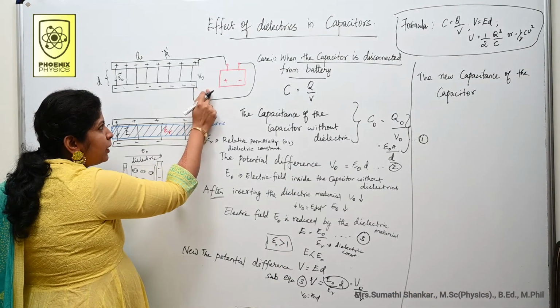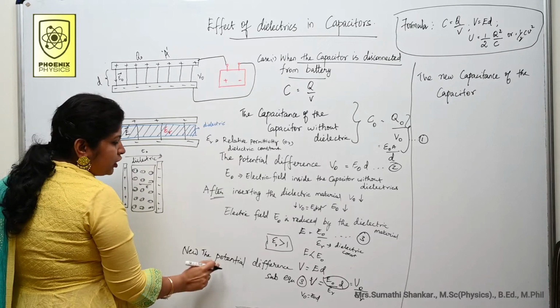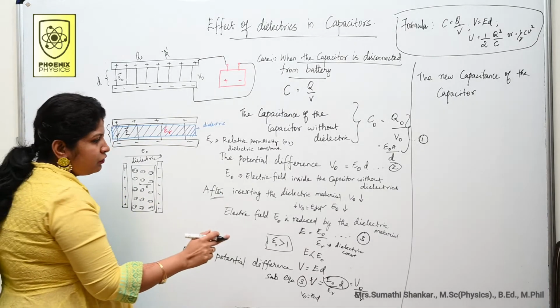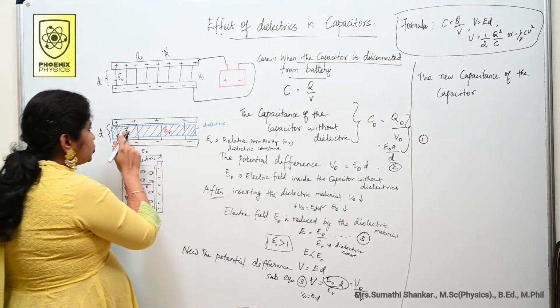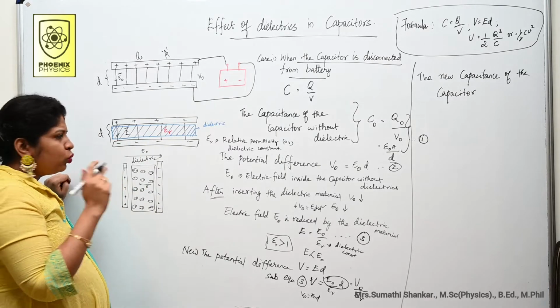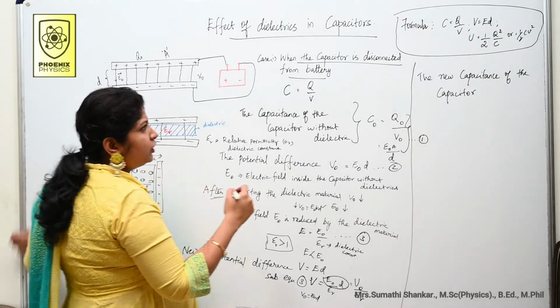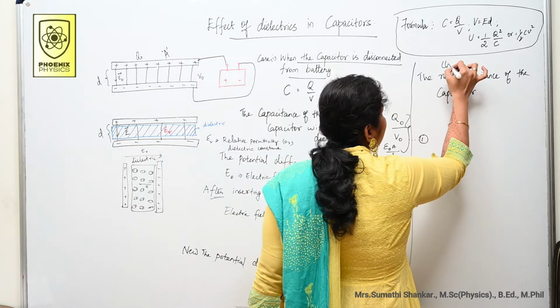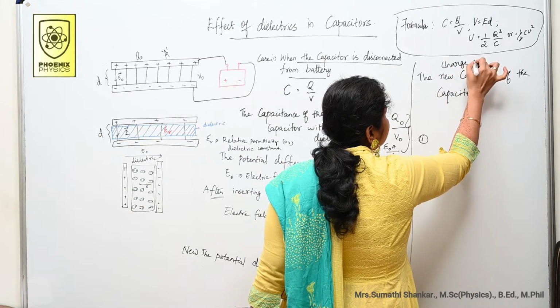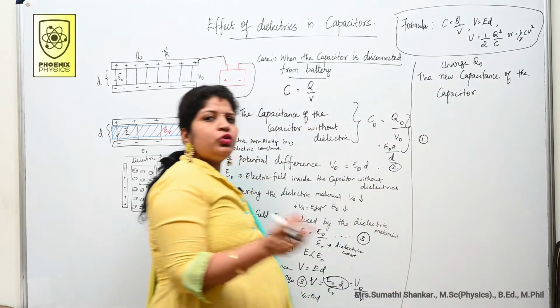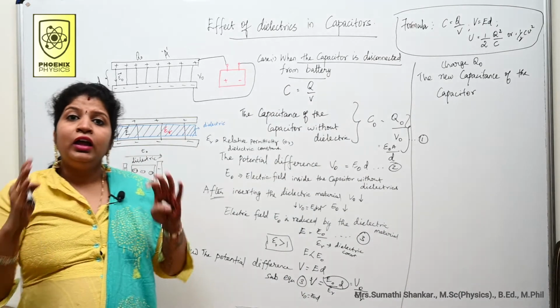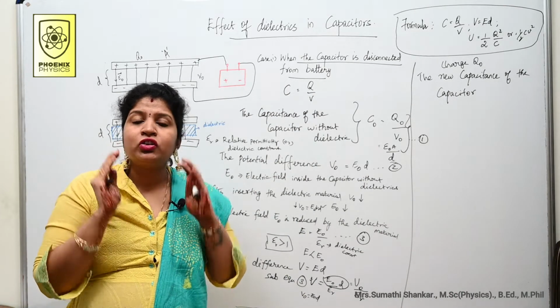When you remove the battery, V naught decreases to V. Same way, E naught decreases to E. Then what about the charge Q naught? Initially we have charge Q naught, right? After introducing the dielectric, the charge remains constant.